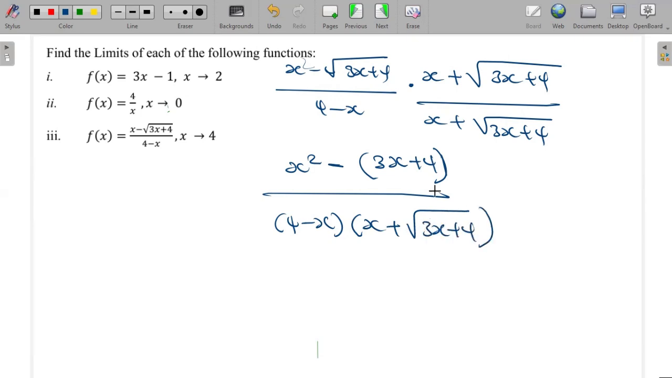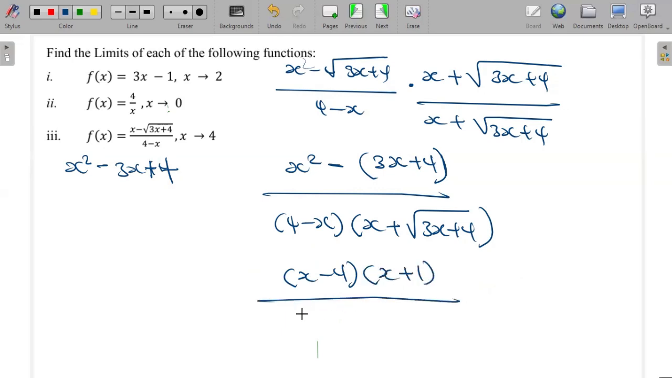Then up here, we can factorize, because we get a quadratic expression, which is x squared minus 3x minus 4. I've already done this; it just factors to x minus 4 times x plus 1. I guess you know how to do factorization. Then down there, I can factor out a negative sign from 4 minus x. So if I factor out a negative, I'll just have x minus 4, and then you have x plus the square root of 3x plus 4.